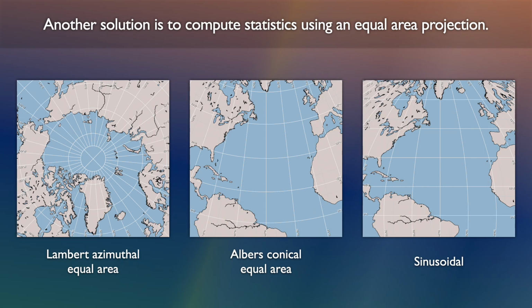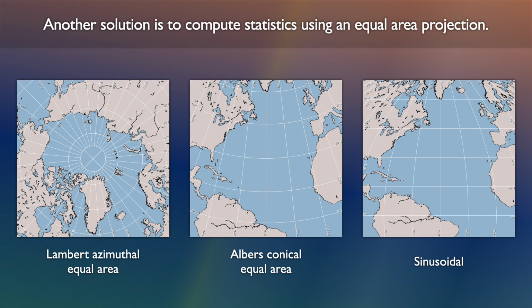Another solution is to use data that is on an equal area projection. That's a projection that distorts the shapes of areas of the Earth, but each pixel represents the same physical square area. So you can see a good example of that distortion in the sinusoidal projection on the right. You can take data in any projection and reproject it to an equal area projection and then compute statistics on the data and get the same result as weighting each pixel like we showed on the previous slide.